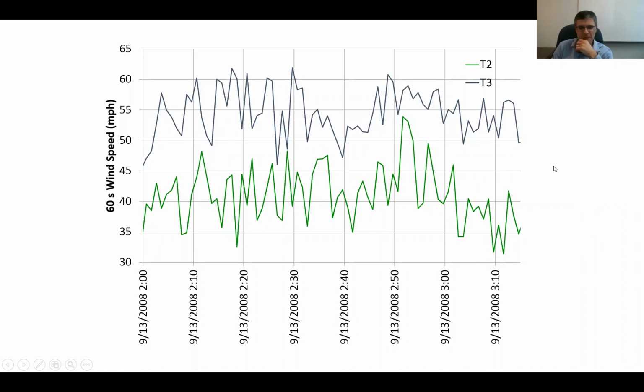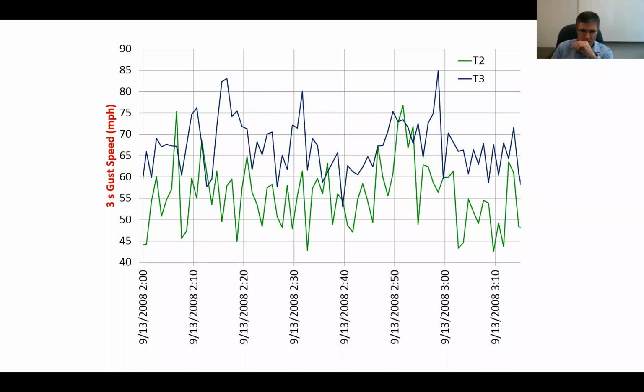If we look at then the 3-second gust versions of these, you see again the influence of the roughness. Now we're getting peak 3-second gusts of as high as 85 miles an hour in the open exposure tower, and then about 75 miles in the tower that's behind the suburb. So again, Z0 controls a lot in terms of how the wind behaves as it's interacting with our structures.